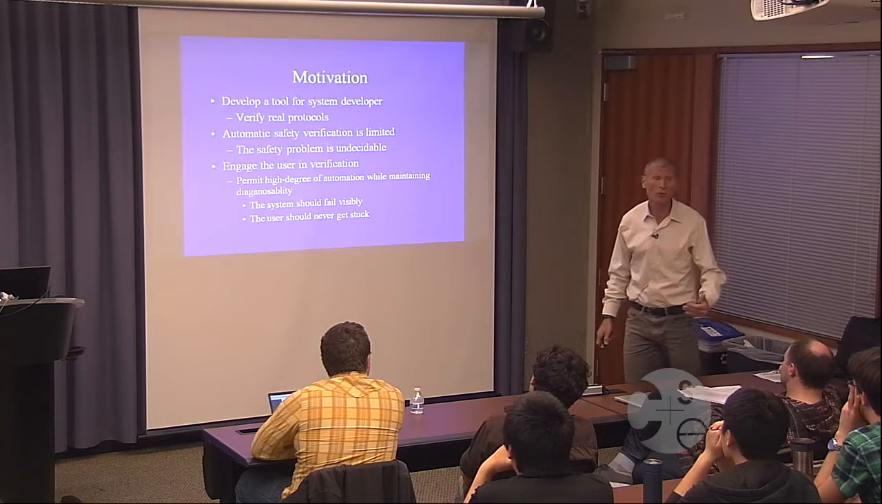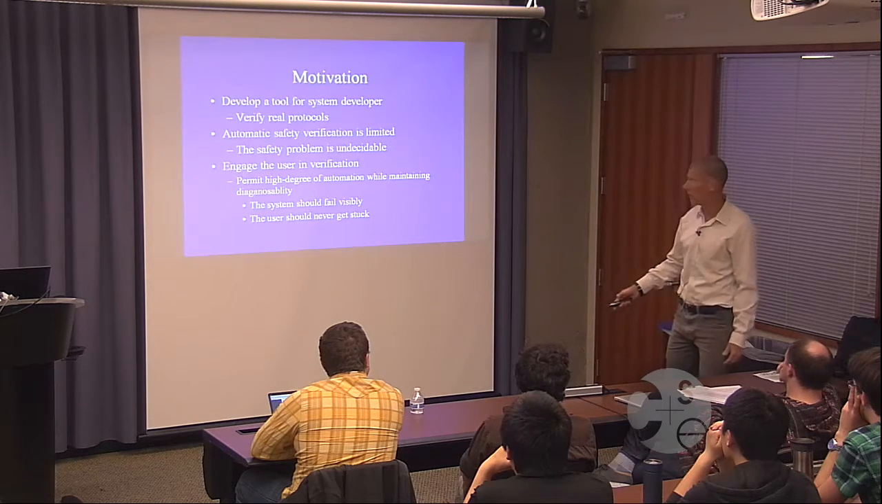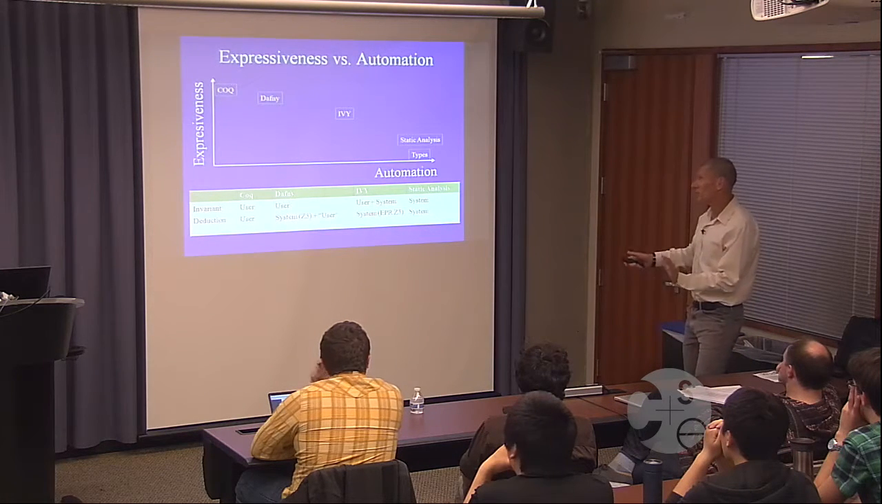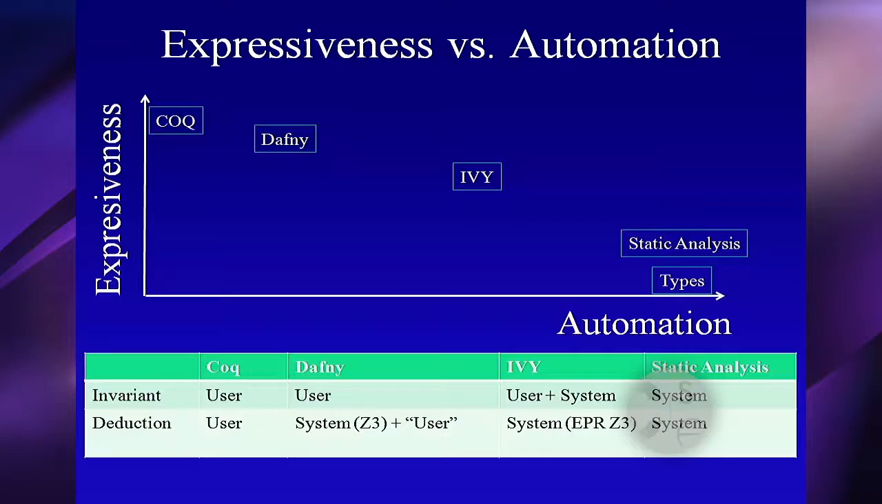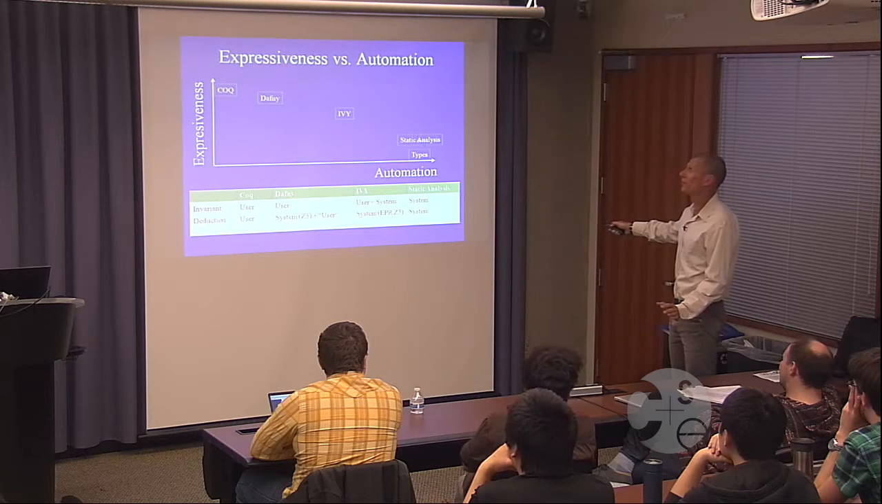So whenever you want to prove a property, you can prove it. Maybe this is just to show you this from a high-level perspective. On the right-hand side, you see the most automatic tools, like static analysis, which I work on, and many others. Of course, type-checking. All of these things are fully automatic, and when they work, they're great. But they have limited expressive power.